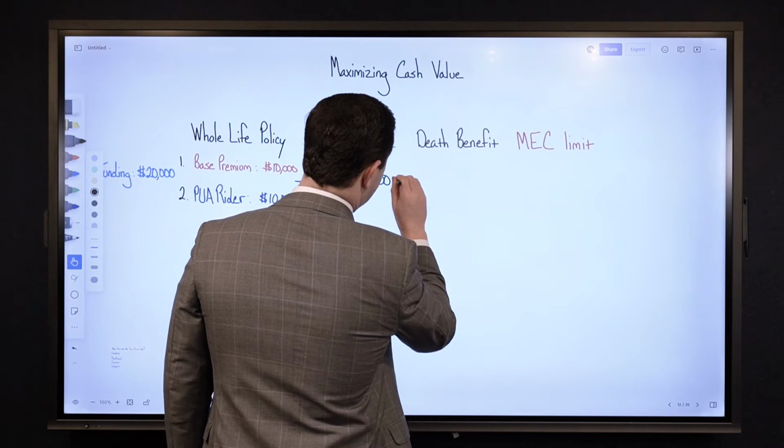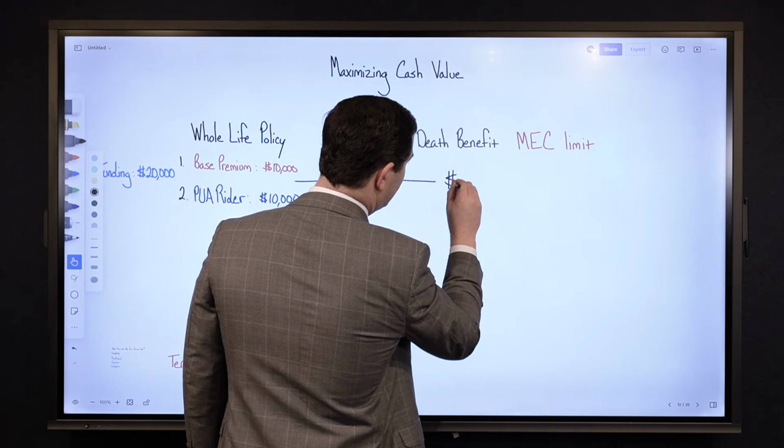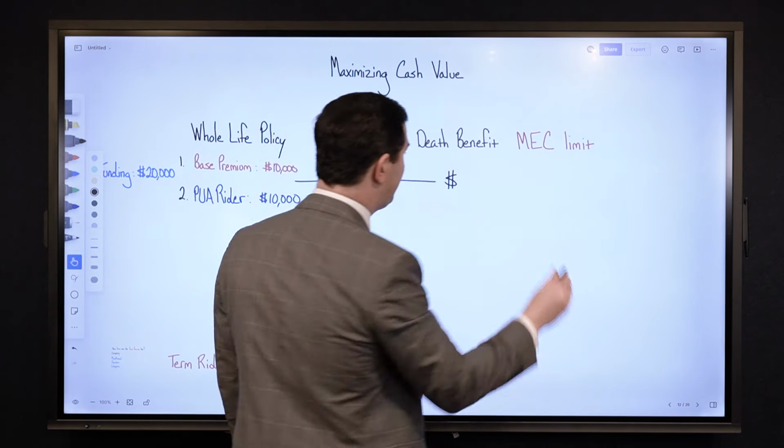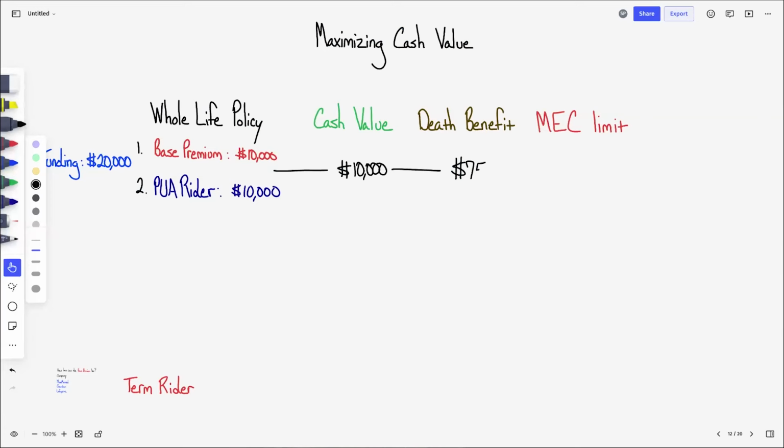Now the death benefit, do you remember what it was in the first example? It was 1.5 million. Because you cut your premium in half, it's not 20,000, now it's 10,000, your death benefit is cut in half.